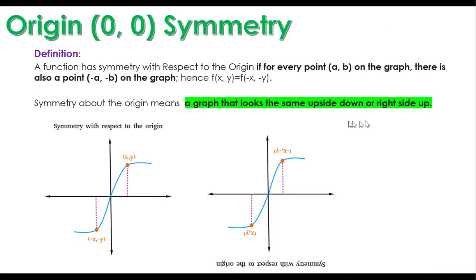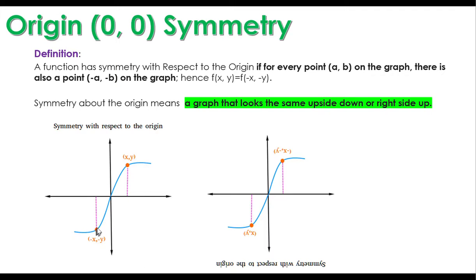And the last symmetry that we're interested in is symmetry over the origin, or (0, 0). When you get to geometry, this is also going to be called rotational symmetry. This is a 180 degree turn, and the point of rotation is the origin. Right now, we're just going to call it symmetry with respect to the origin. You can think of this like the graph looks the same upside down or right side up. Literally the same.